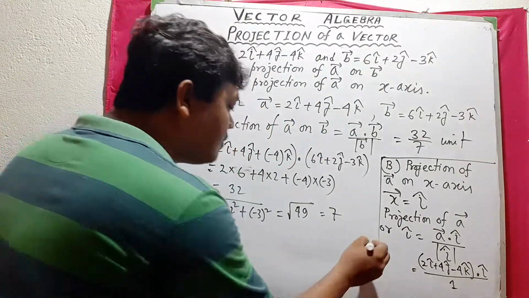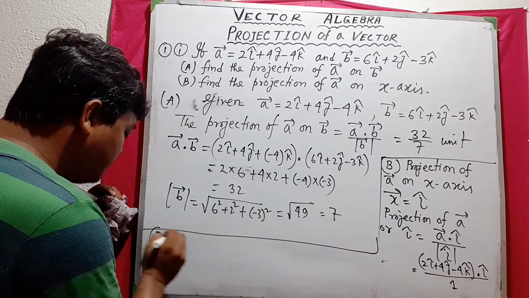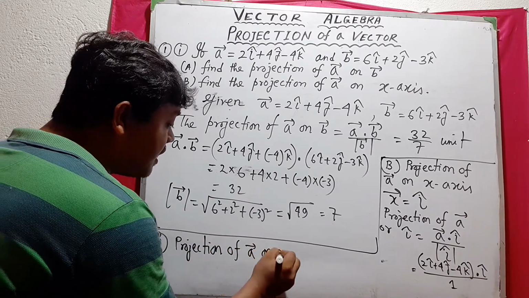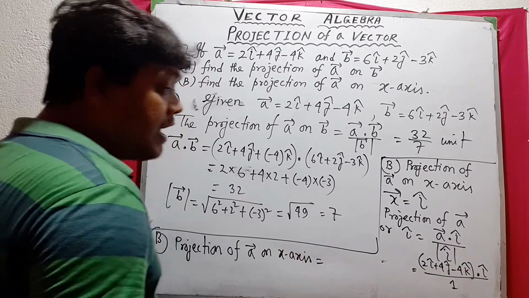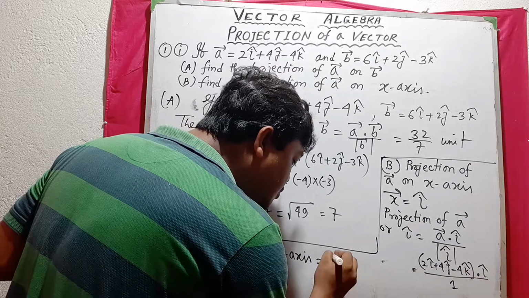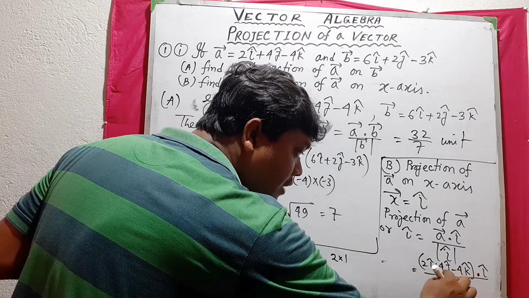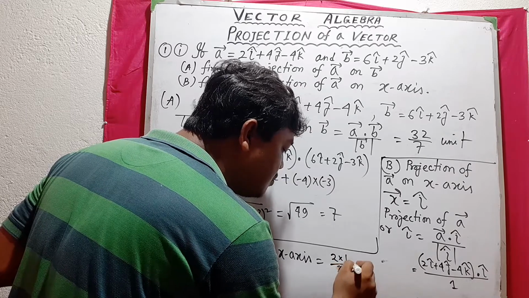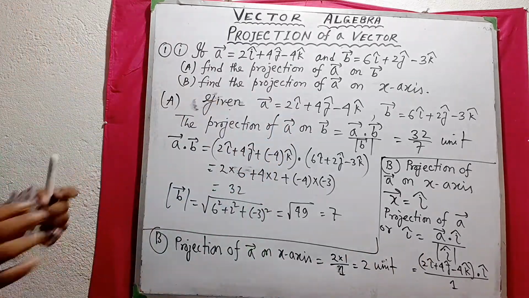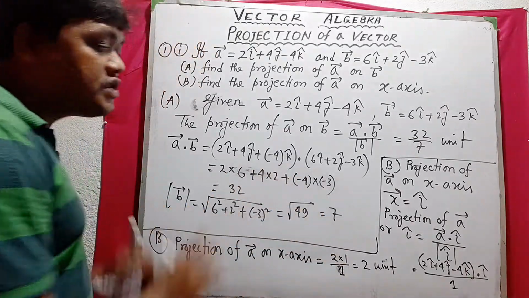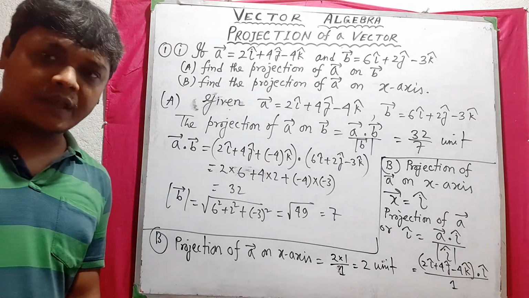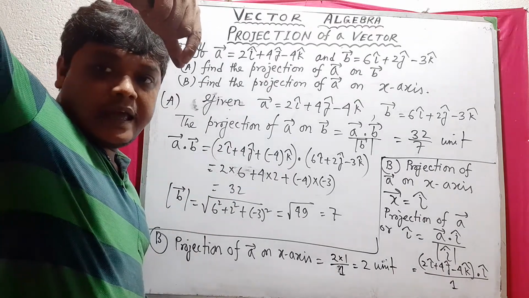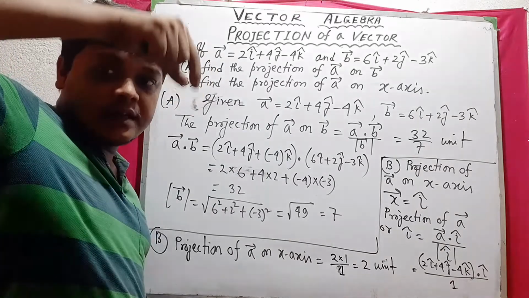So the B part: projection of A on the x-axis or I cap equals A dot I. Here I into I, that is 2 into 1, and the rest of the parts are 0, because 4 into 0 j cap plus 0 k cap is 0. So 2 by 1, that is 2 unit. The answer is 2 unit. If they asked about the y axis there would be only j cap, and for the z axis only k cap. This type of problem appears in exams. So the projection of A on B or on an axis means how much length it shadows on the axis. Okay, clear?